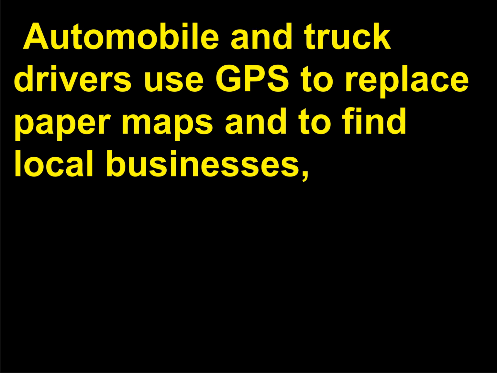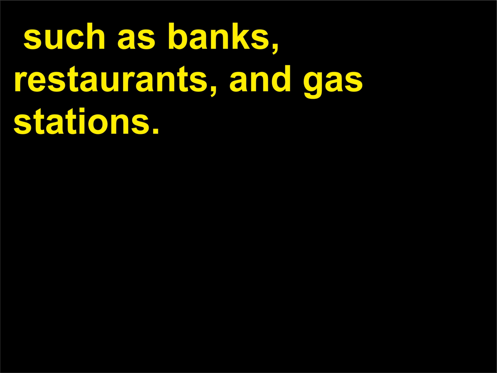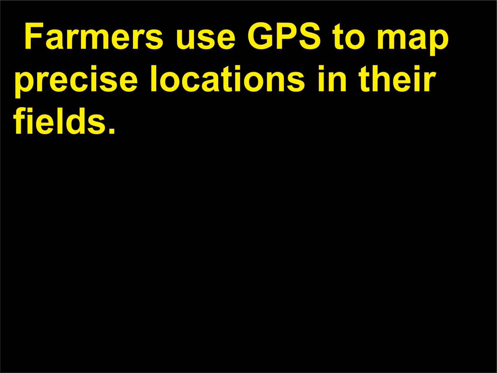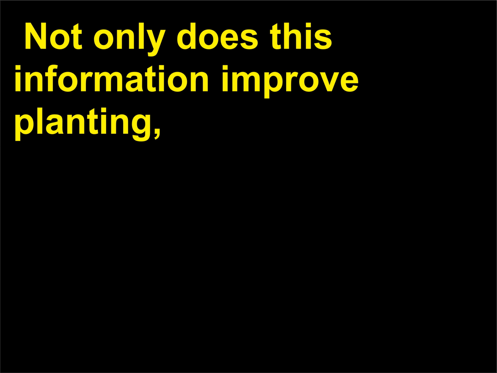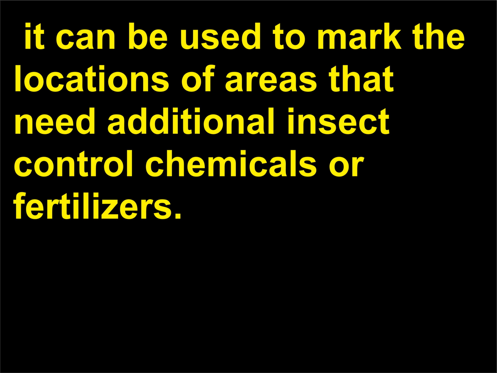Automobile and truck drivers use GPS to replace paper maps and to find local businesses, such as banks, restaurants, and gas stations. Farmers use GPS to map precise locations in their fields. Not only does this information improve planting, it can be used to mark the locations of areas that need additional insect control chemicals or fertilizers.